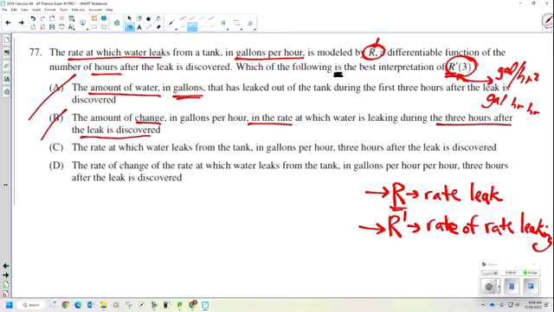C: the rate at which the water leaks from the tank in gallons per hour, 3 hours, no. It's not just the rate, it's the rate of the rate. So it can't be C. That leaves us with D. And by the way, let's read what D says. It is the rate of change of the rate at which the water leaks from the tank in gallons per hour 3 hours, right at that moment after the leak is discovered. A lot of explanation in that one, but I want to make sure you get it.